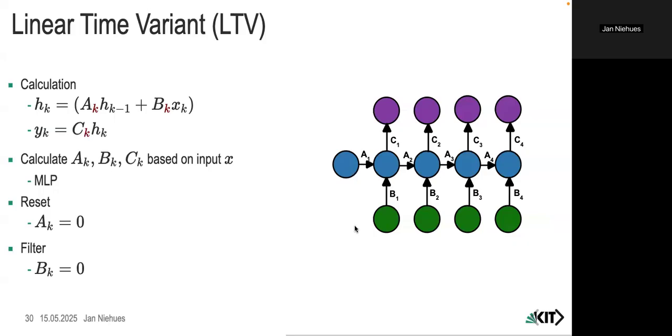Now we said that A_k, B_k, and C_k are based on the input. What you have heard before, normally in the LSTM, for example, we also had it, I mean, it would make sense to also depend on h_k, for example. Why are we not doing that?